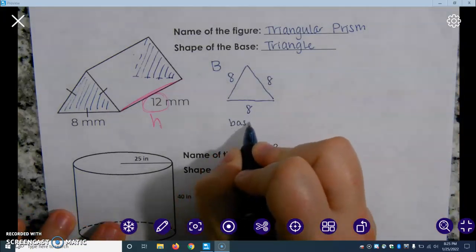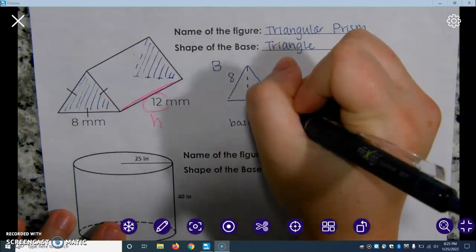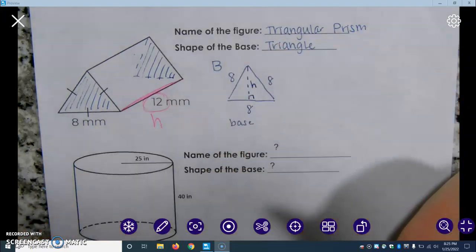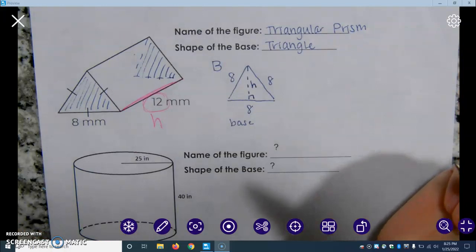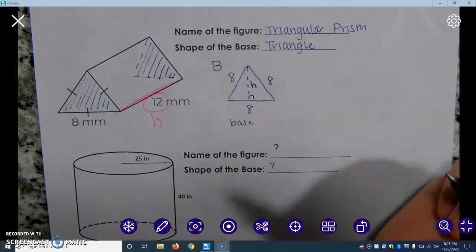So this is the base of my triangle. I don't have the height. So this is one problem. This is probably the problem that has the most steps in it. It's not hard, it just has a lot of steps.